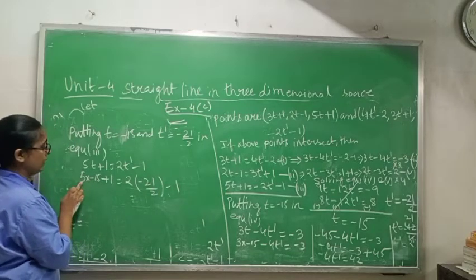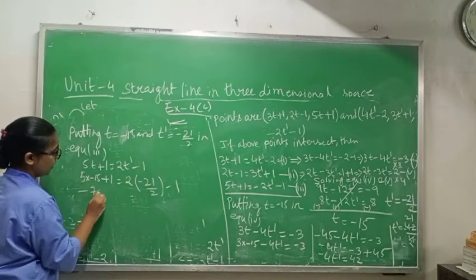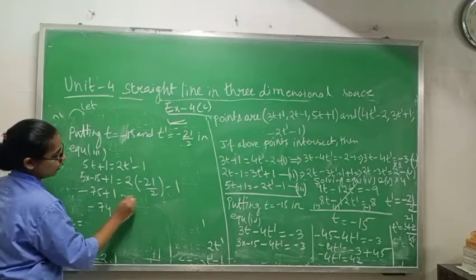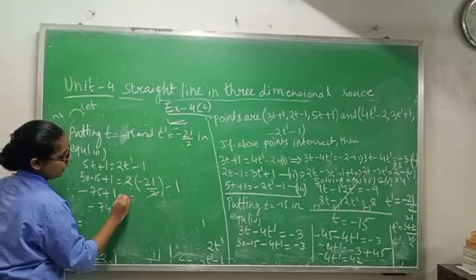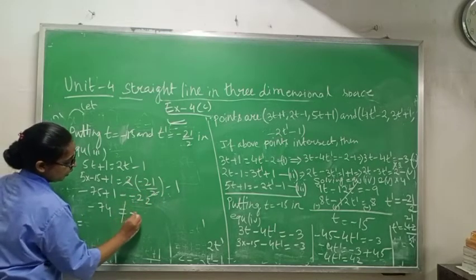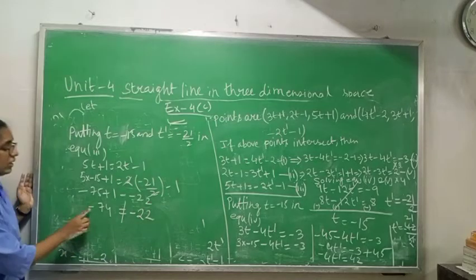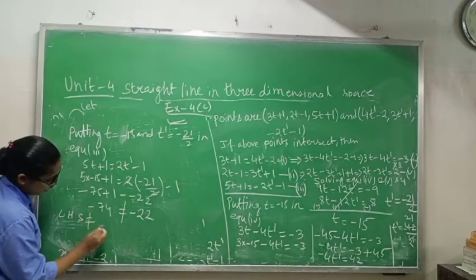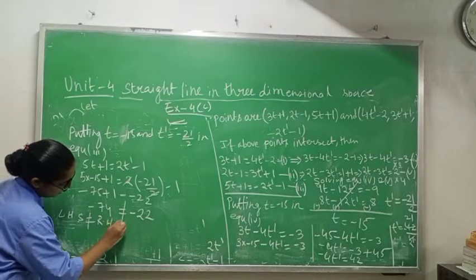So 15 into 5 is minus 75 plus 1, minus 74 you will get. Here how much will you get? 2 will cancel. Minus 21 minus 1, minus 22, which is not equal. So what will you write? See, LHS and RHS are not equal. So you will write LHS not equals to RHS.